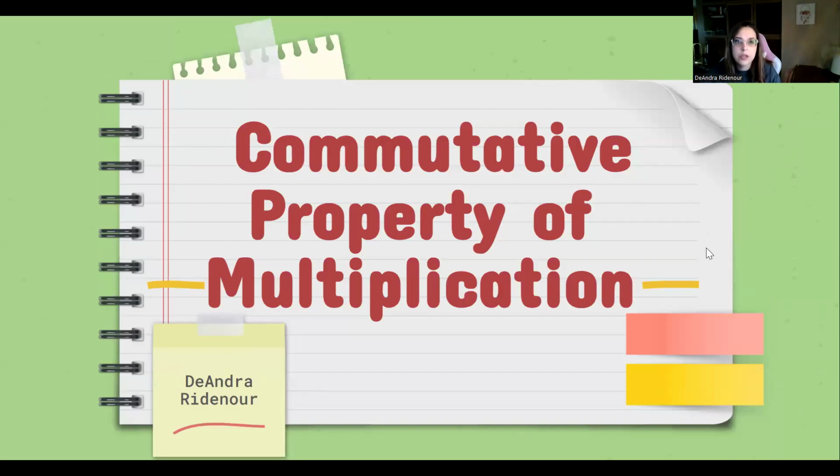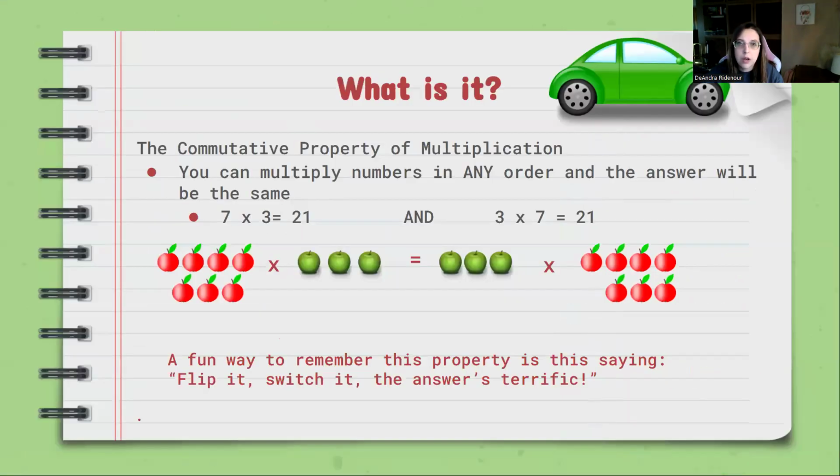Hello, boys and girls. Today we're going to talk about the commutative property of multiplication. It's a big, scary word, but I promise it's not hard at all. Let's figure out what it is and how it works. All right, let's start with what is the commutative property of multiplication.